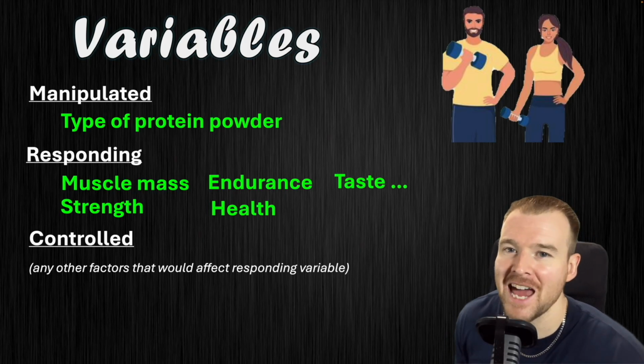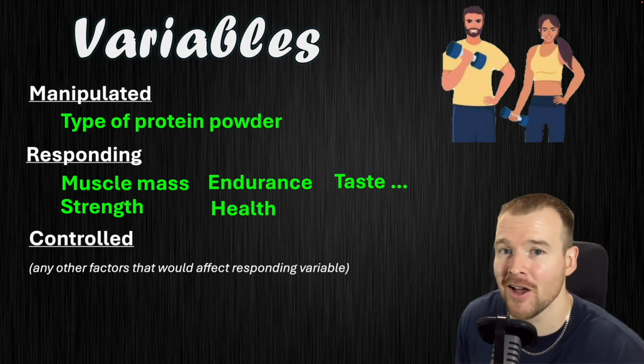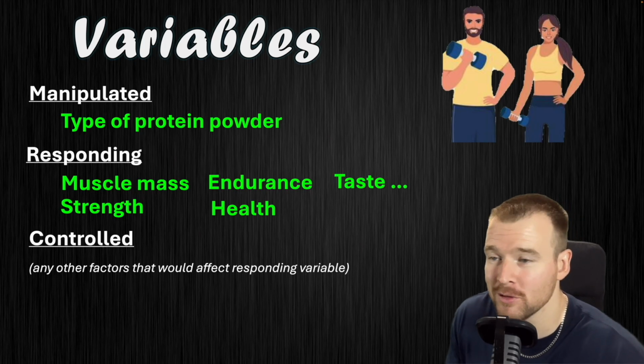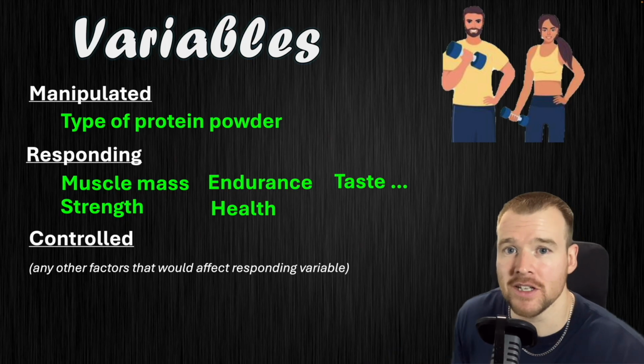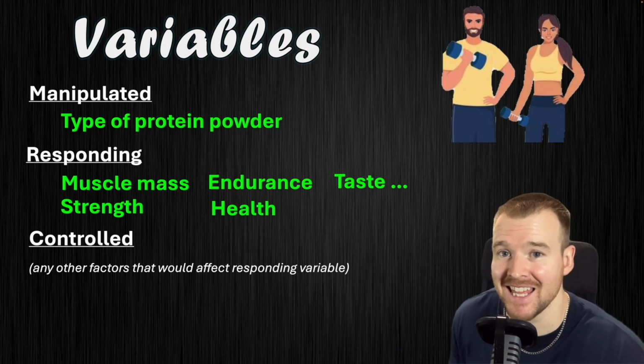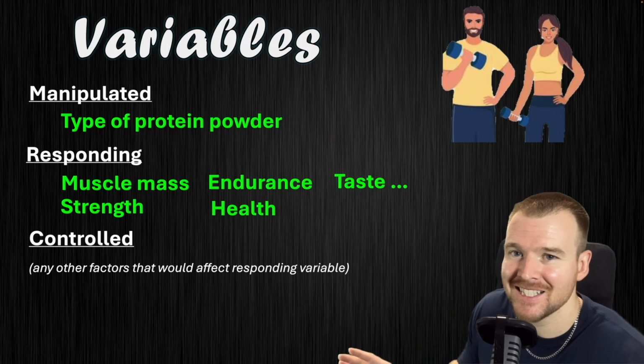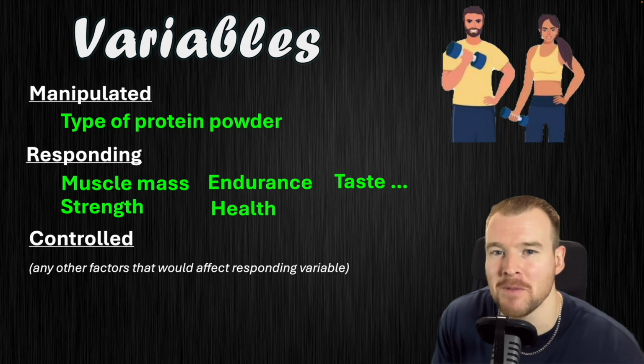So we might want to look at a range of things and get data on those. So someone who is looking to buy a protein powder might want to consider all these factors and they get to choose which one they think is best from this list. So we can measure lots of things in an experiment.